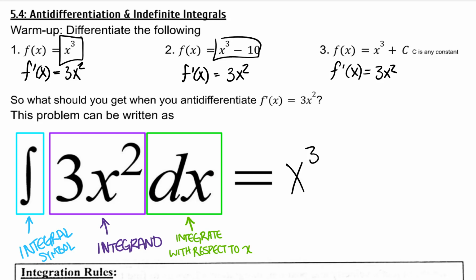But what we don't know is if there was some sort of a vertical shift, some sort of a constant that when derived became 0. So anytime we integrate or find the antiderivative, we have to put plus c in order to account for that possible constant or that possible vertical shift.